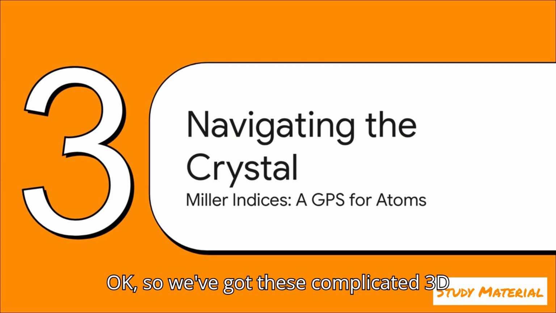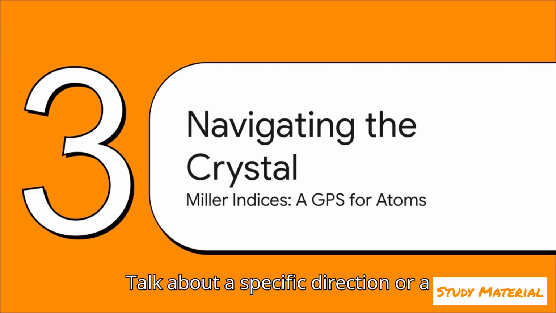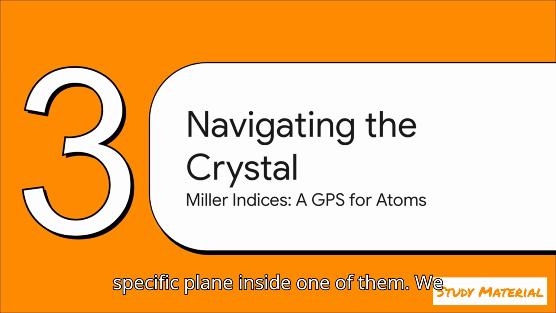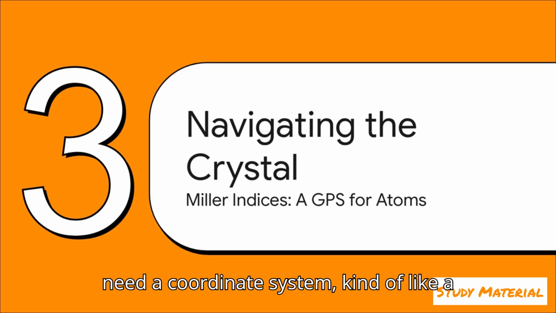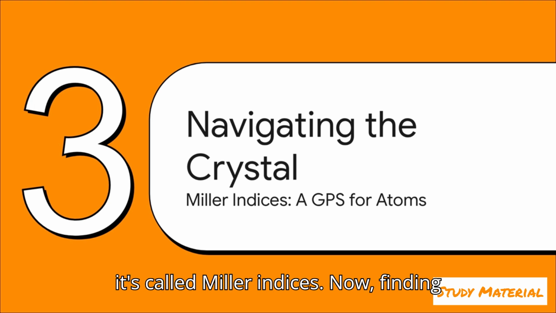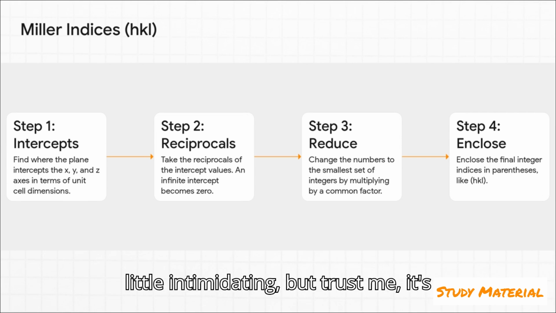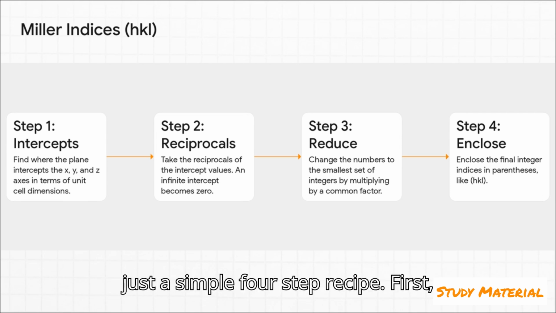Okay, so we've got these complicated 3D structures. How in the world do we talk about a specific direction or a specific plane inside one of them? We need a coordinate system, kind of like a GPS for atoms. Well, we have one, and it's called Miller indices. Now, finding a plane's Miller index might look a little intimidating, but trust me, it's just a simple 4-step recipe.